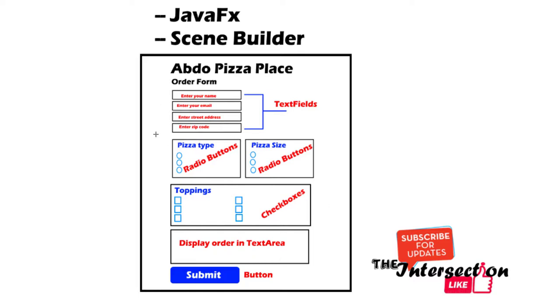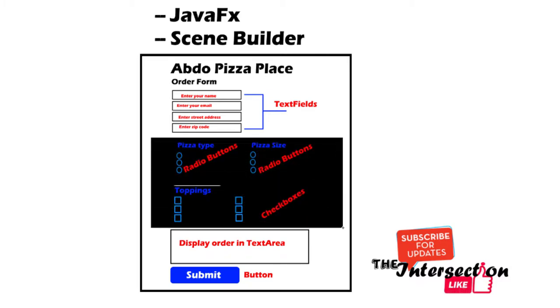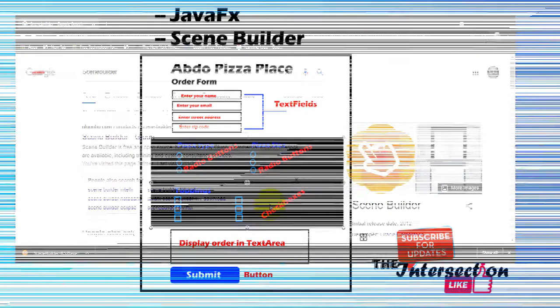In video one or part one of this tutorial, we will not build the checkboxes or the radio buttons, but we will only do the text fields, and then the text area and the submit button. And then in the second video, part two of this series, we will then add the checkboxes and the radio buttons. So let's start.